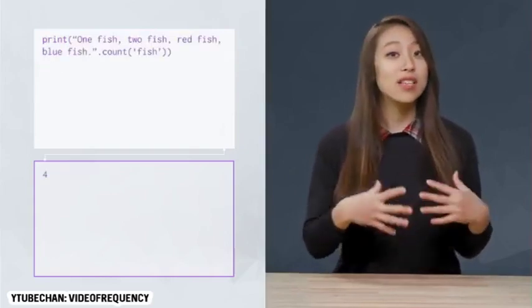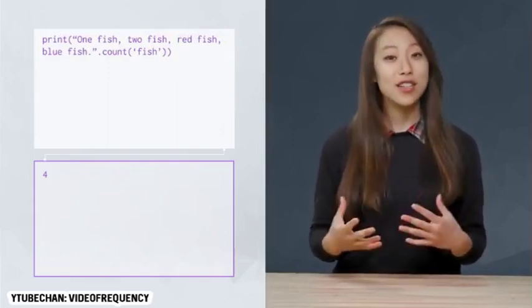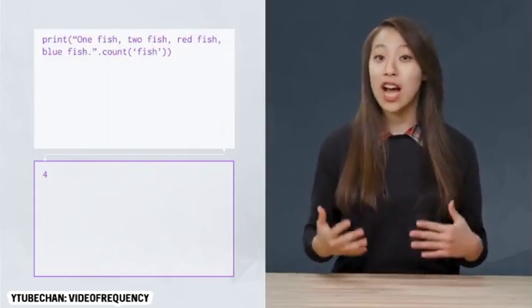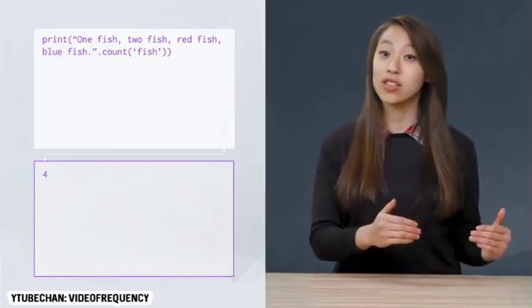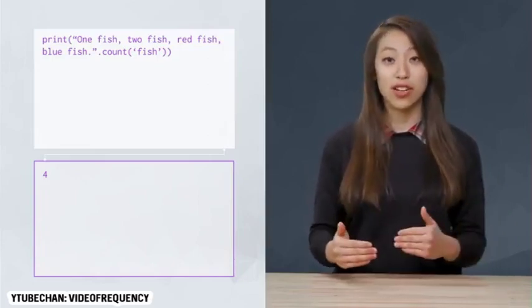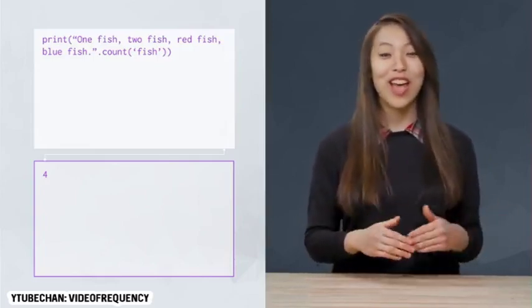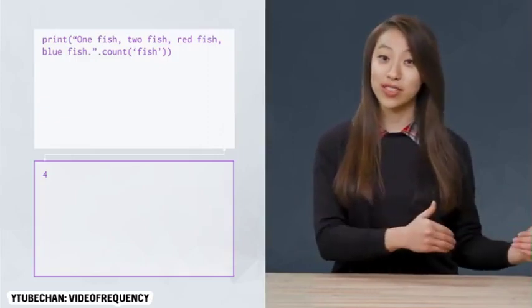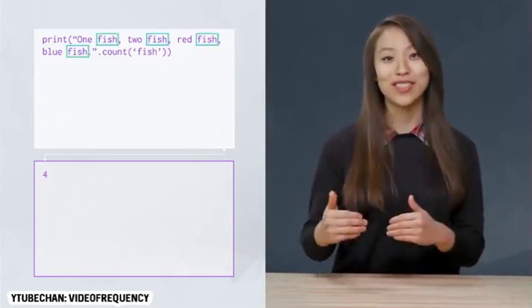Let's try a method that takes more arguments than just the object: count. Here, the count method returns how many times the substring fish occurs in the string. The object is the string, one fish, two fish, red fish, blue fish. And the method is .count. And 4 occurrences of the word fish exist in the string.